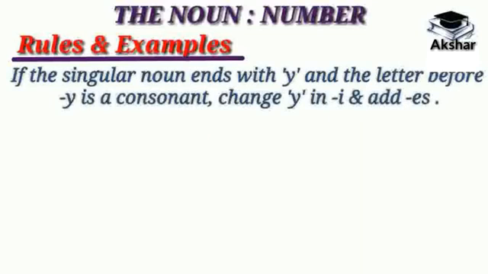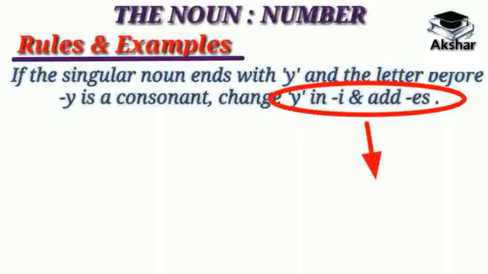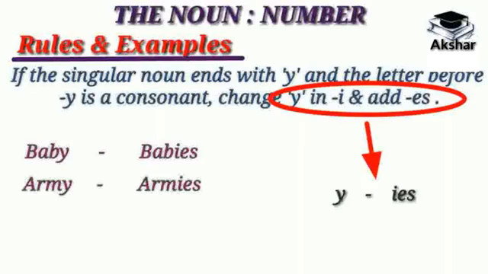Next rule: if the singular noun ends with y and the letter before y is a consonant, change y to i and add es. So y is going to change into ies. Without any further delay, look at these examples. Baby is going to be babies. Look at this example carefully. The last letter is y, but the letter before the last is a consonant. That's why we are using ies by removing y at the end. And there are some more examples like the same.